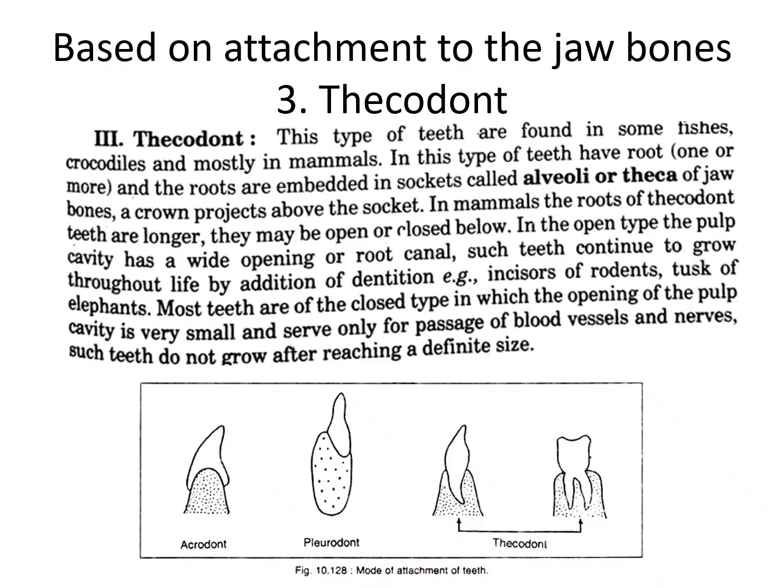In mammals, the roots of thecodont teeth are longer. They may be open or closed below. In the open type, the pulp cavity has a wide opening or root canal. Such teeth continue to grow throughout life by addition of dentine. Example, incisors of rodents, tusk of elephants. Most teeth are of the closed type, in which the opening of the pulp cavity is very small and serves only for passage of blood vessels and nerves. Such teeth do not grow after reaching a definite size.